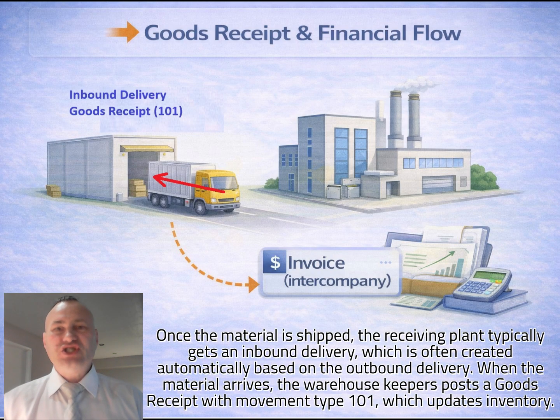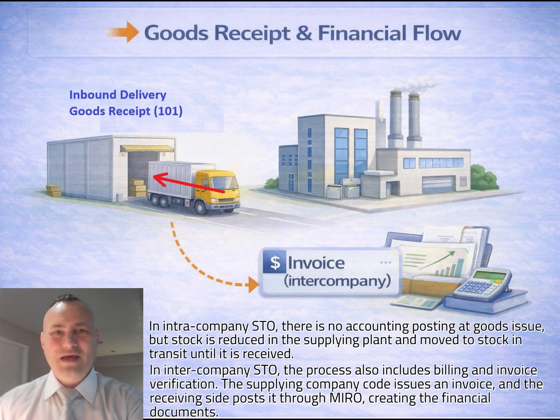Once the material is shipped, the receiving plant typically gets an inbound delivery, which is often created automatically based on the outbound delivery. When the material arrives, the warehouse keepers post goods receipt with movement type 101, which updates inventory. In intra-company STO, there is no accounting posting at goods issue, but stock is reduced in the supplying plant and moved to stock in transit until it is received.